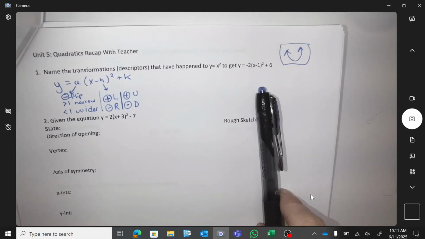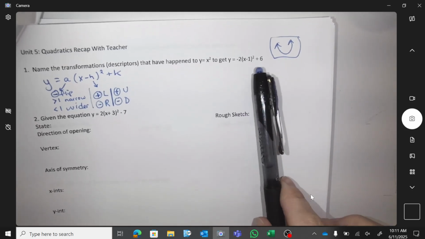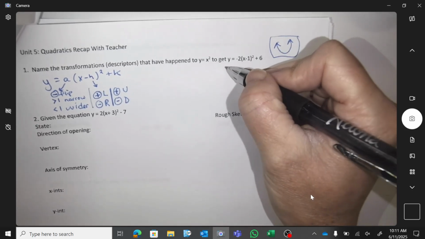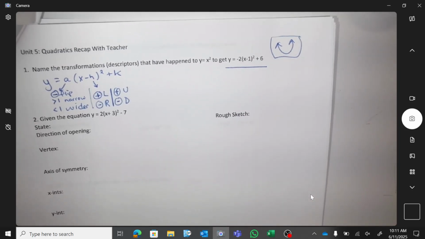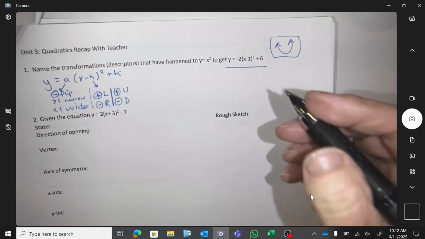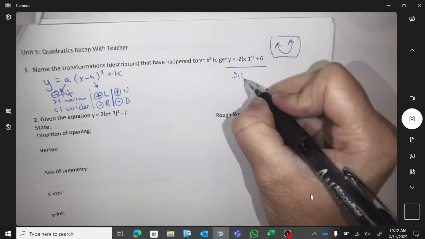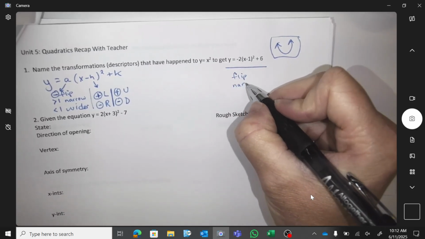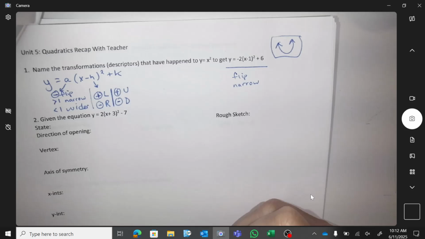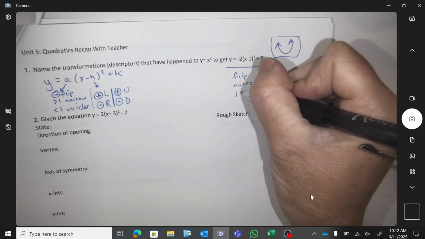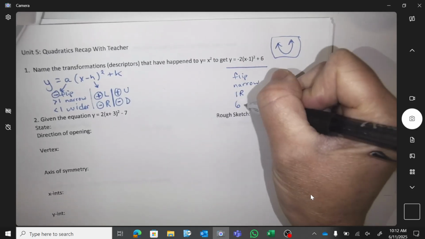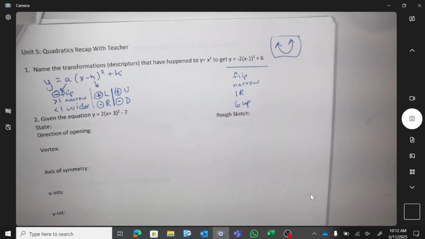So you should give me 4 answers to what happened to this one. I need 4 answers. It does what, and what? Flip. Narrow. It'll flip, it'll narrow. It will go 1 to the right and 6 up.